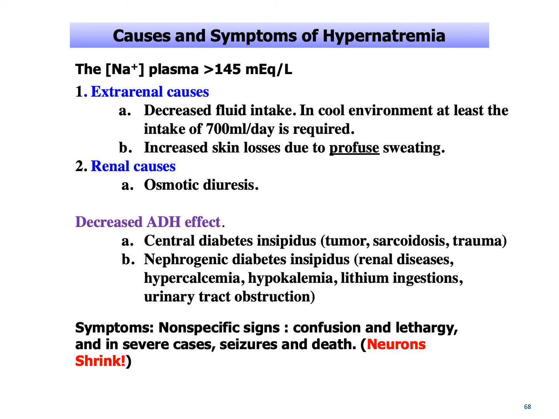Renal causes: osmotic diuresis. Decreased ADH effect, central diabetes insipidus, for example, tumor, sarcoidosis, trauma. Nephrogenic diabetes insipidus, that is the renal disease, hypercalcemia, hypokalemia, lithium ingestion, urinary tract obstruction. Symptoms: non-specific signs, confusion, lethargy, and in severe cases, seizures and death, that is the neuron shrinks.